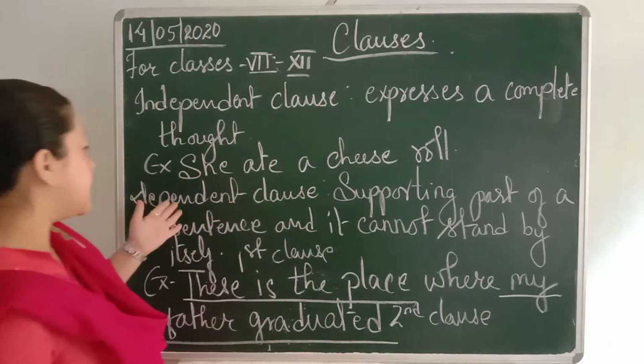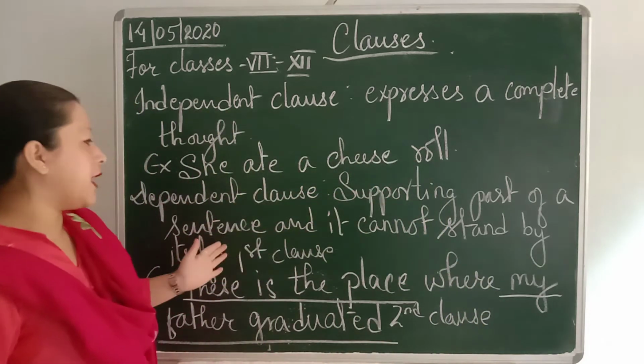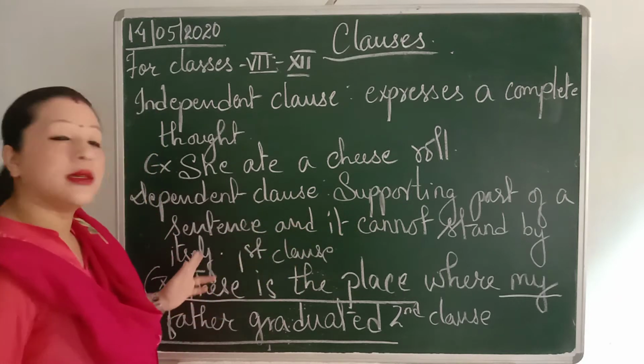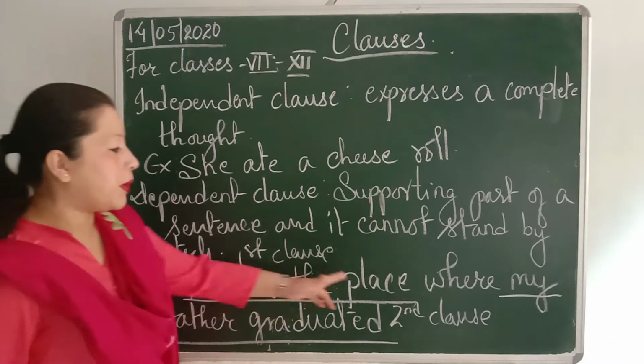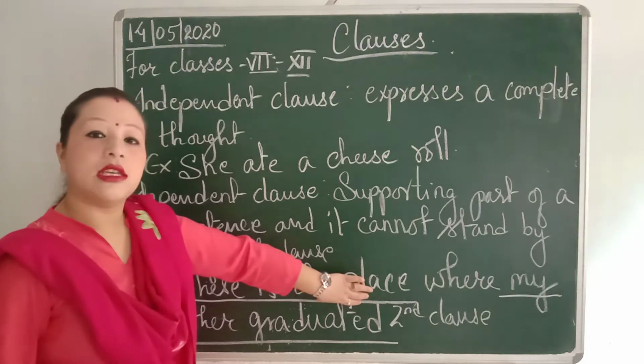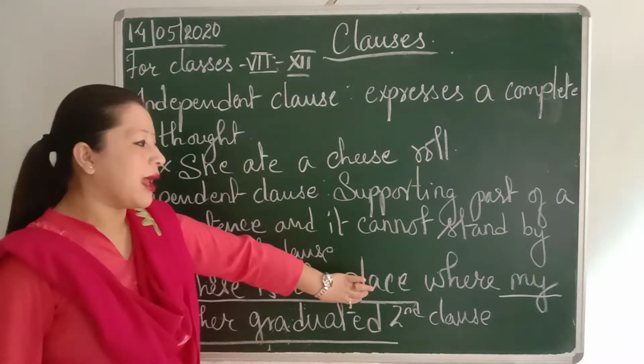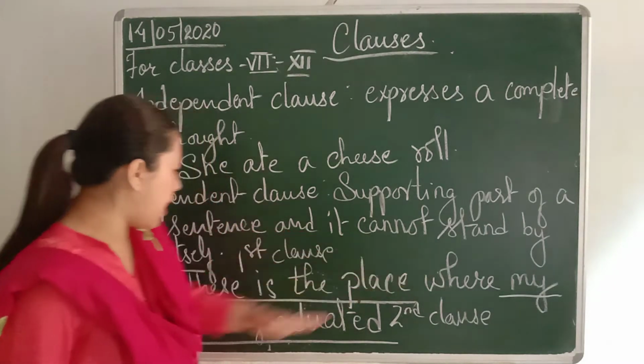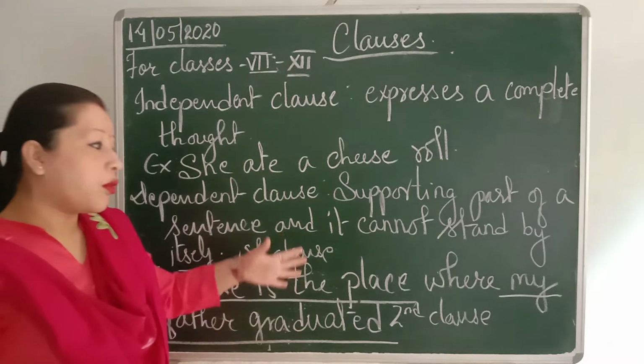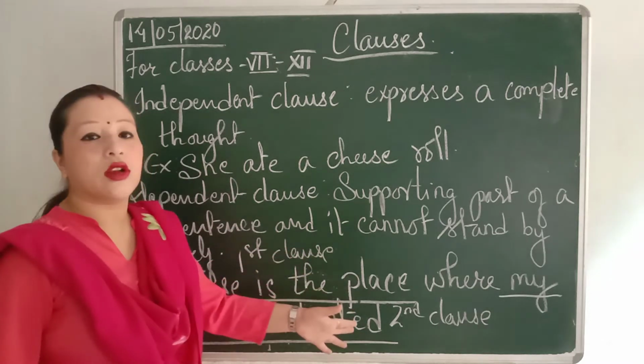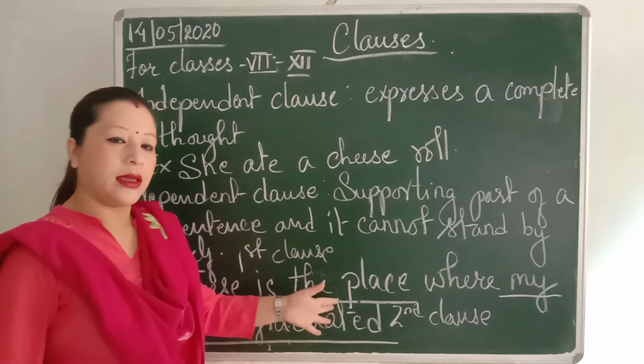That is why they said it is a supporting part of a sentence and it cannot stand by itself. This is the place. Now this sentence cannot give us a complete meaning. So it took help from the second clause, that is where my father graduated. So after the first clause and second clause, we can see a complete meaning.